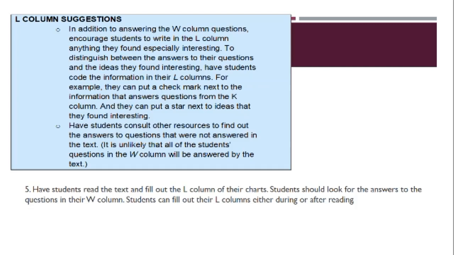To distinguish between the answers to the questions and the ideas they found interesting, have students code the information in the L column. For example, they can put a check mark next to the information that answered questions from the W column, and they can put a star next to ideas that they found interesting.